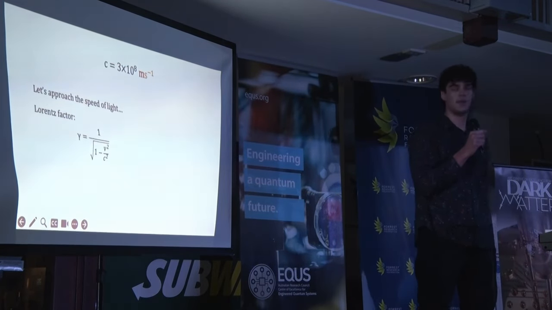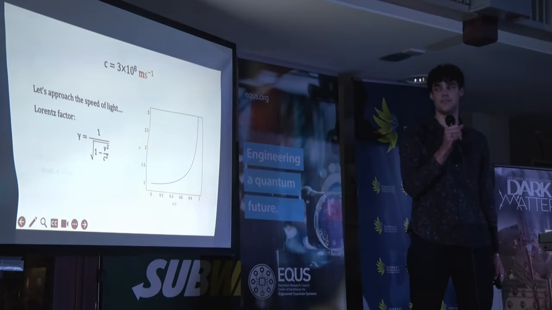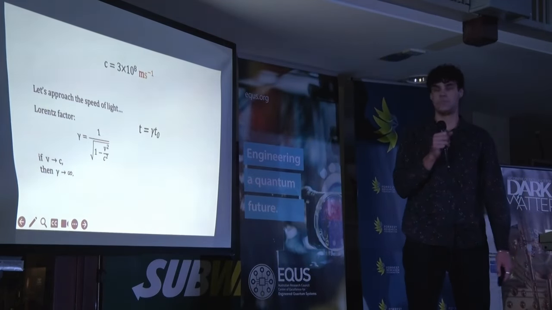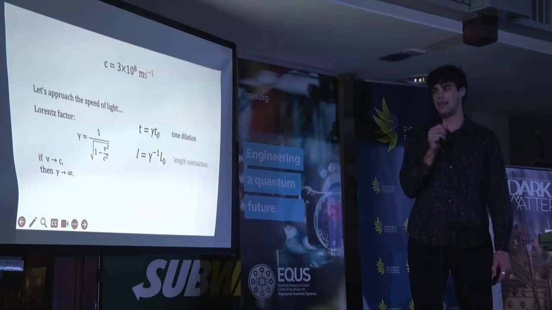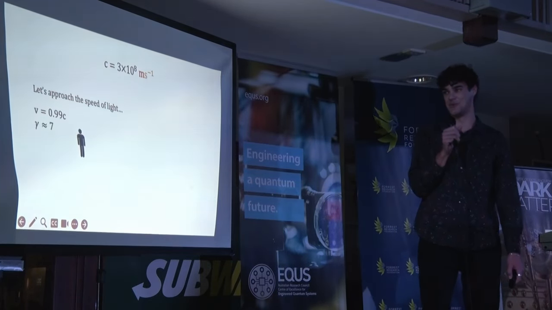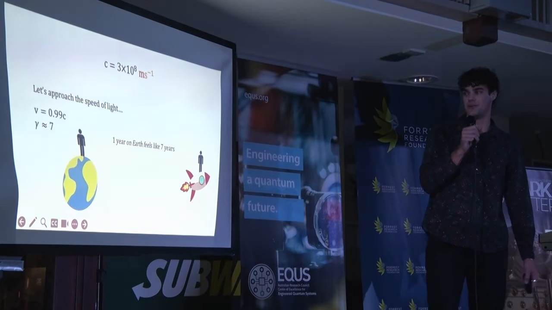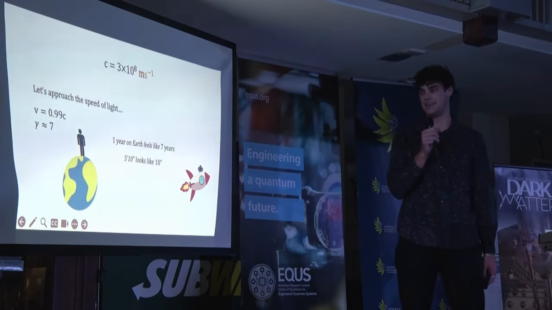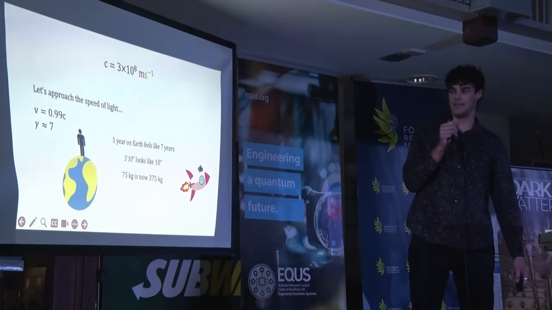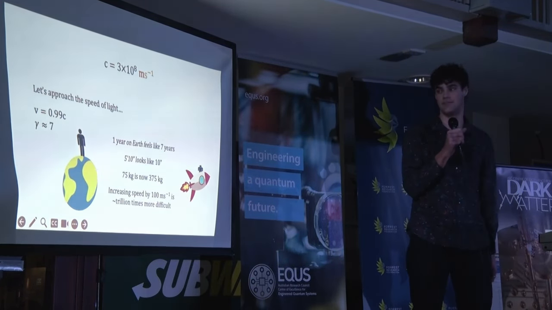So let's approach the speed of light. We're going to get hit pretty hard by the Lorentz factor, which increases really, really fast as we get closer to the speed of light. Some funny stuff happens as well. Time dilates, length contracts, mass gets more, and energy gets more. So if we've got 99% the speed of light, 1 year on Earth is like 7 years, 5'10 looks like 10 inches, and then your mass gets more, and increasing your speed is so much harder, it's about a trillion times more difficult.